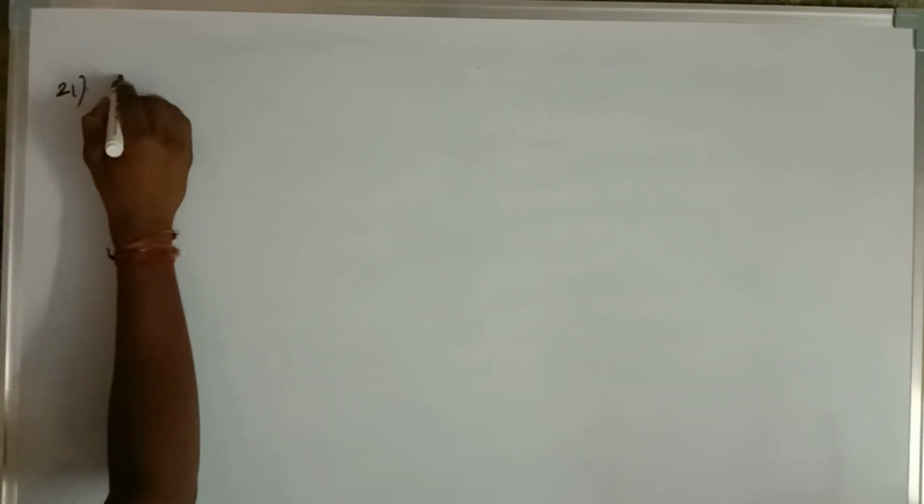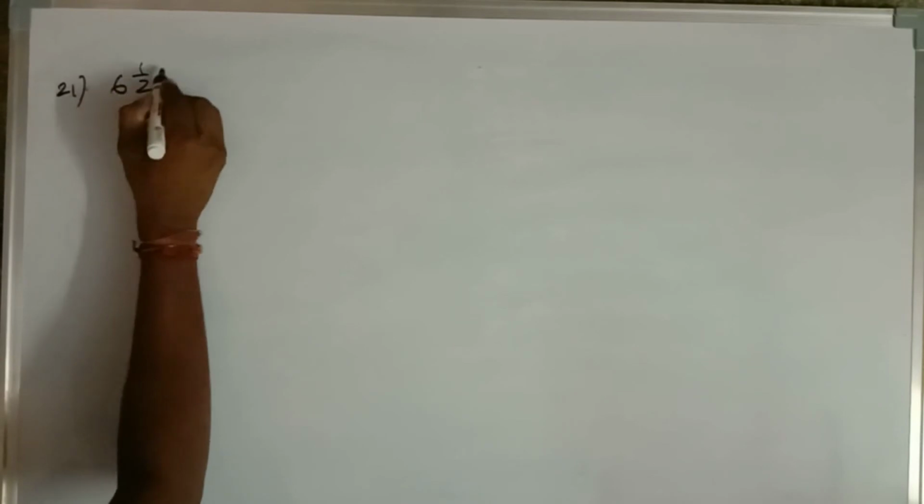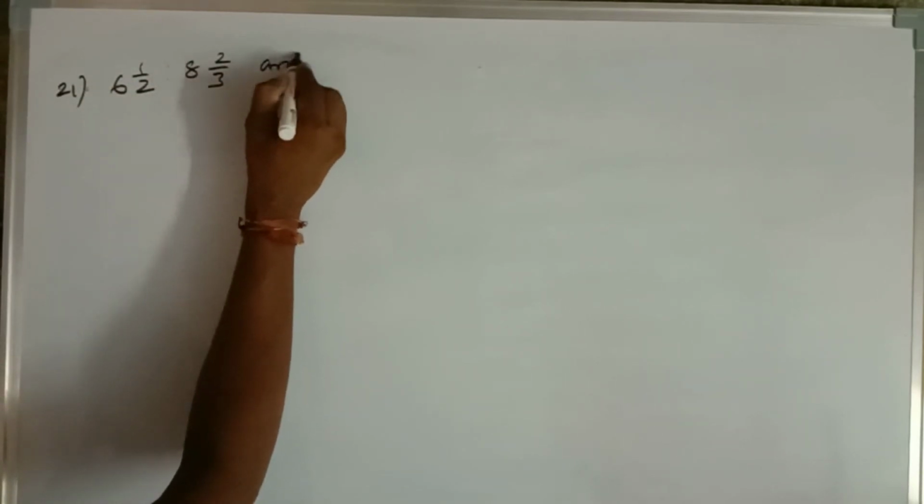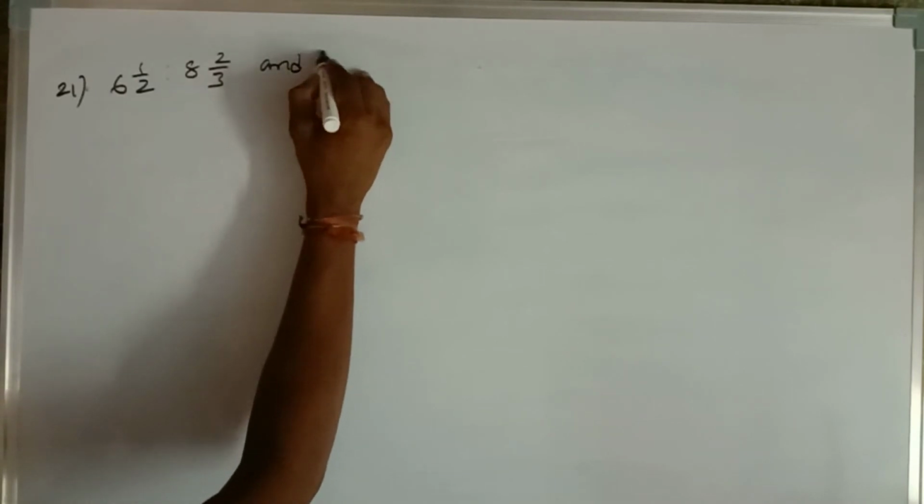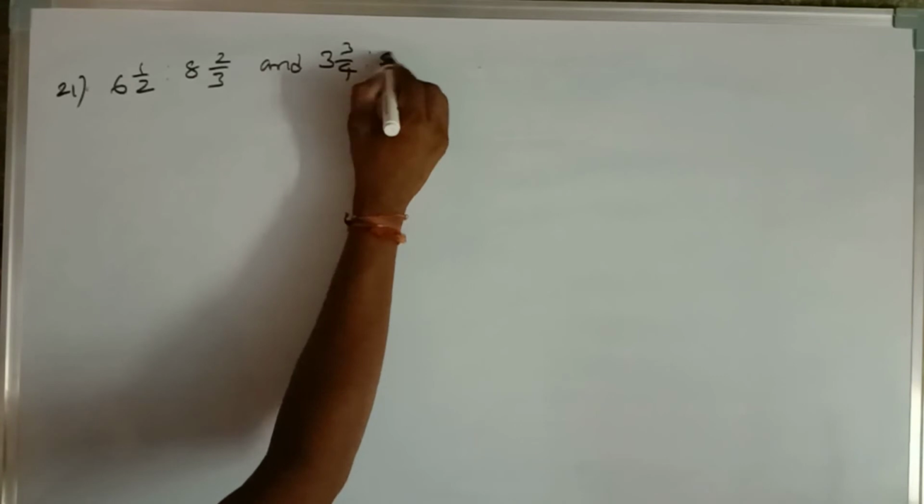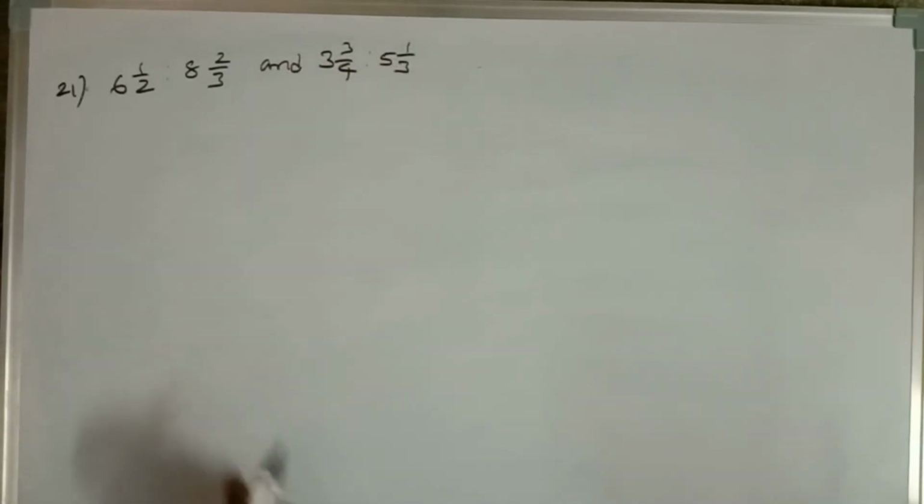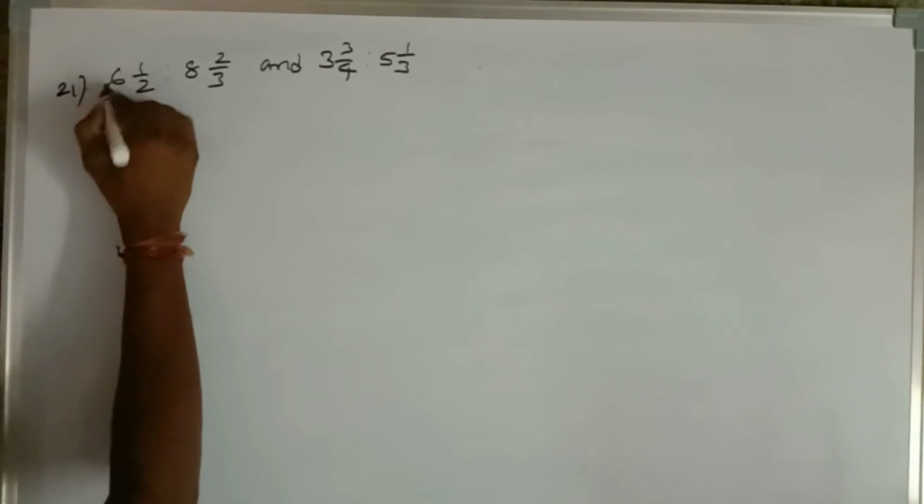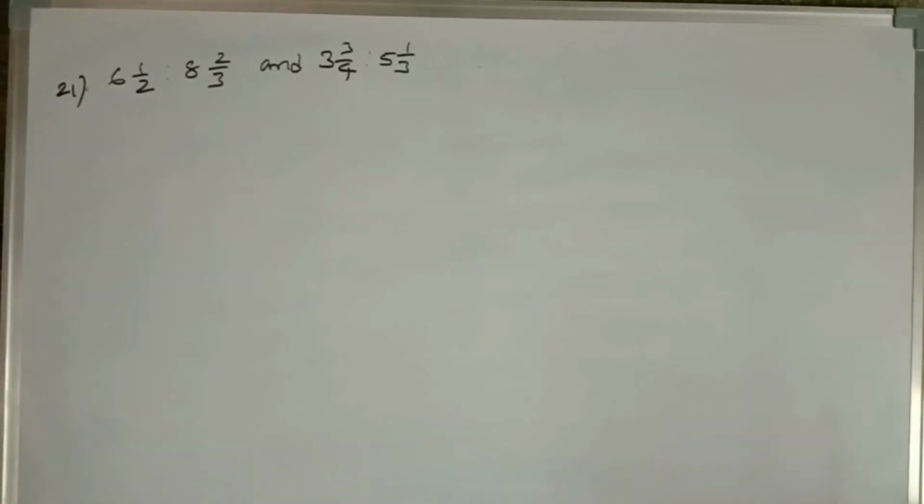Children, the next question, that is 21st question. What is the compound ratio of 6 1/2 is to 8 2/3 and 3 3/4 is to 5 1/3? Okay, find the compound ratio of 6 1/2 is to 8 2/3 and 3 3/4 is to 5 1/3.